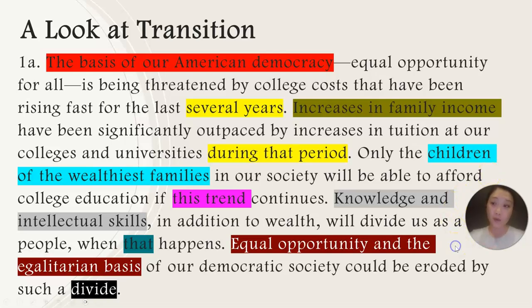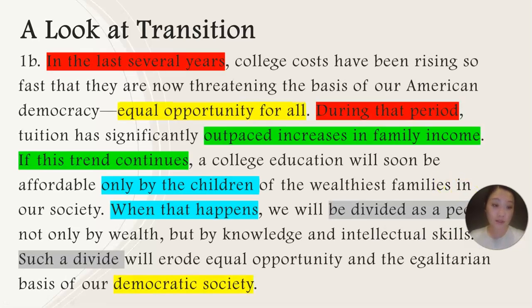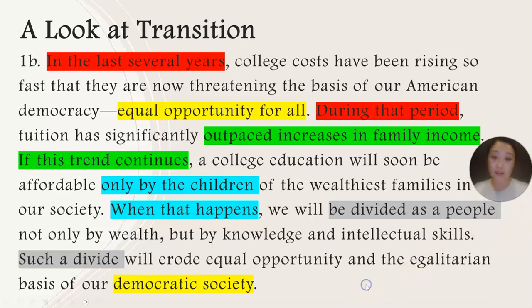If we take a look now at 1b, same thing, highlighted the beginning and ending of each sentence, and every different concept is a different color. And you'll notice that we still have a lot of different concepts, but it transitions well. Okay, so let's take a look. We start with "in the last several years," and we end with "equal opportunity for all." 2 different concepts in our first sentence. Next sentence, "during that period." During what period? The last several years, because that was how the first sentence started. Next, and then that sentence ends with "how tuition has outpaced increases in family income." New idea.